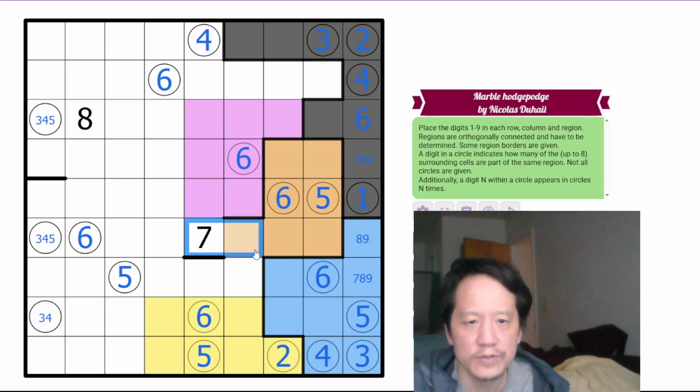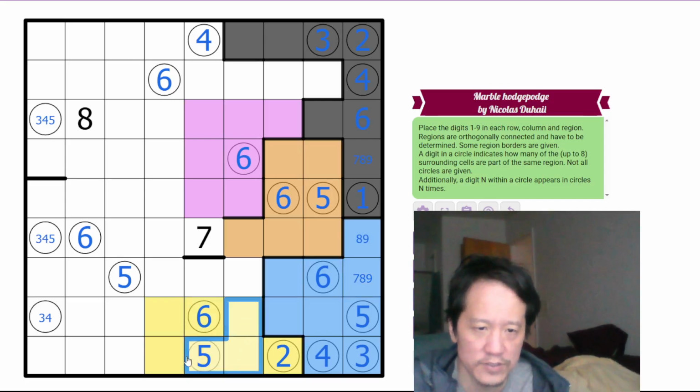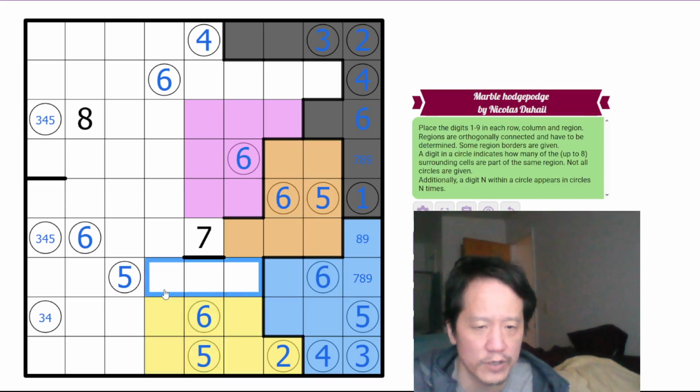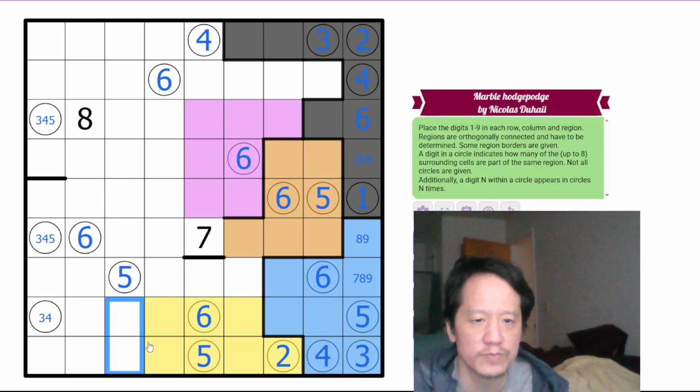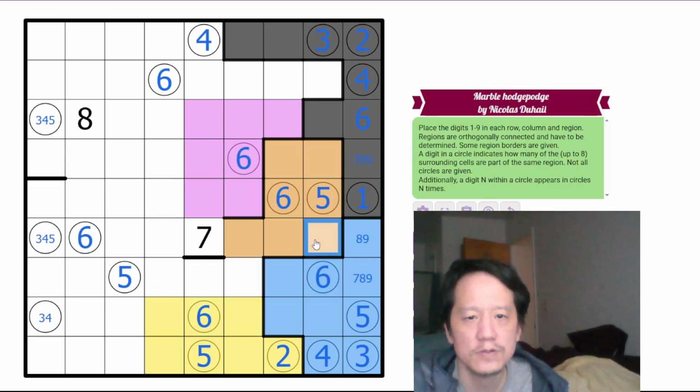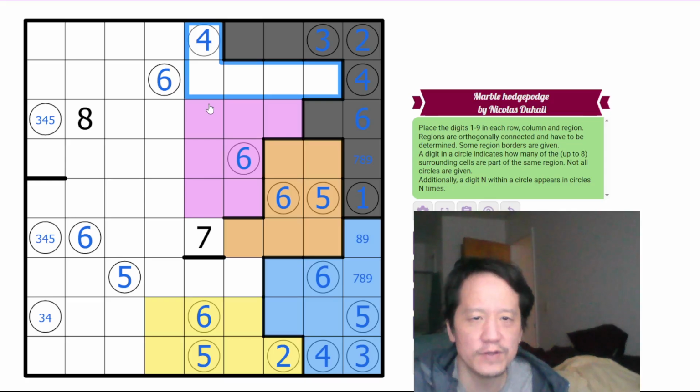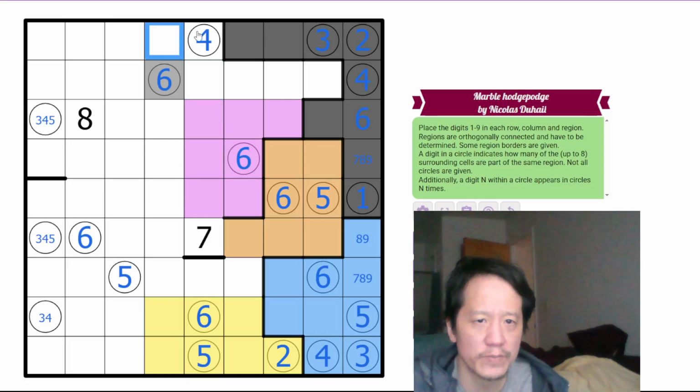This orange has to go either here or here. We're not sure which. This sees 6, so it sees 5 here, and then it sees 1 more here. So one of these must be yellow. This could be part of this, technically. This has to be its own separate region, so we're going to mark it as gray. This cannot be part of this, so this has to be part of this region.